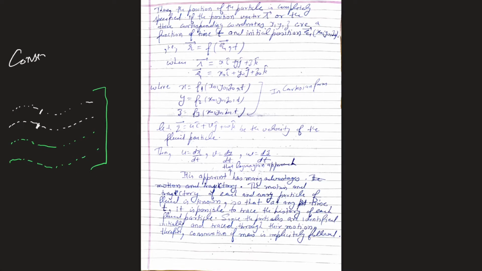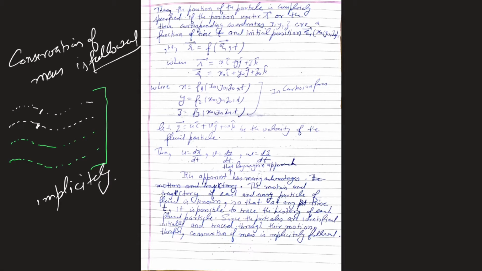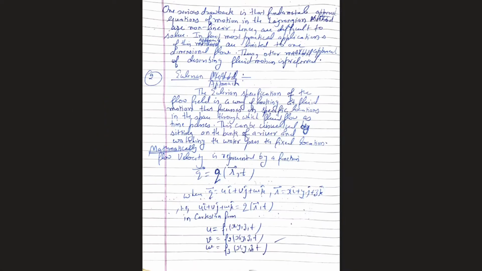Conservation of mass is followed. And what kind? Implicitly. So these are the two benefits of the Lagrangian approach. One is that mass conservation is implicitly followed, and the trajectory and motion of each and every particle is known.